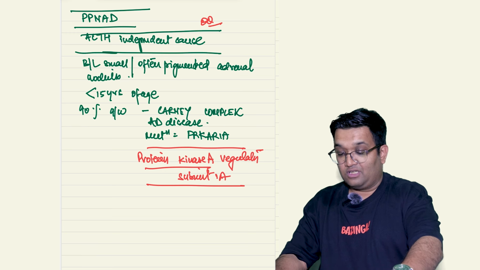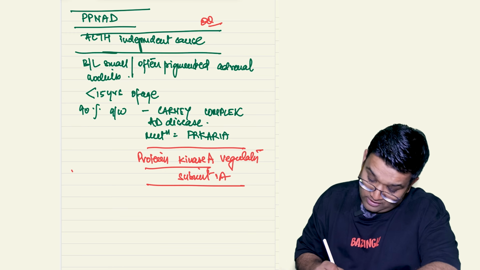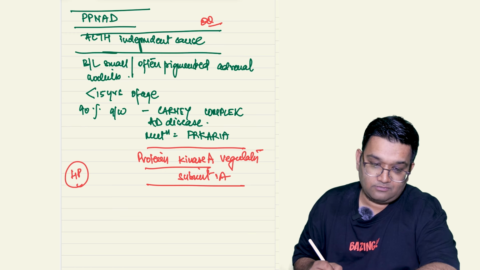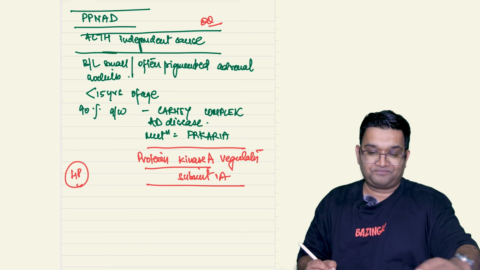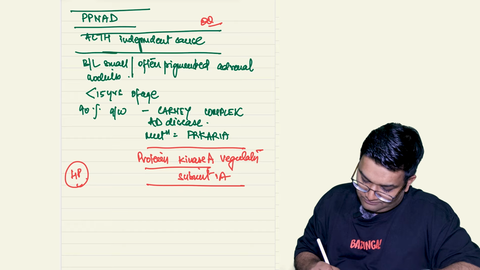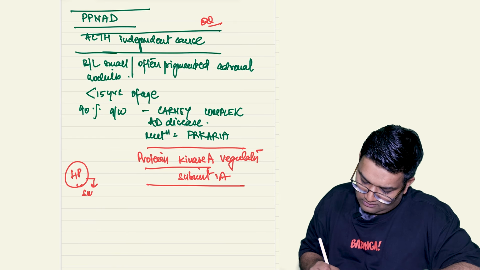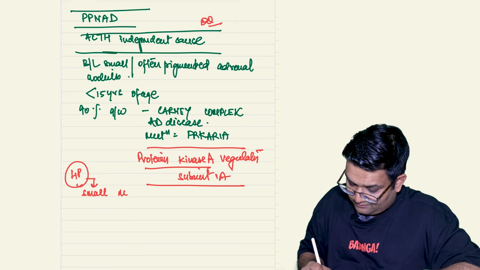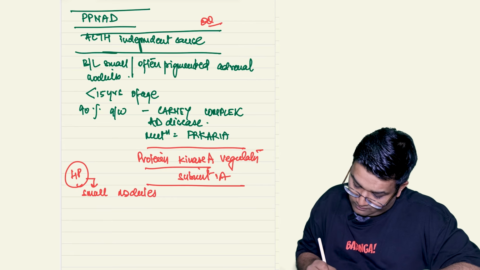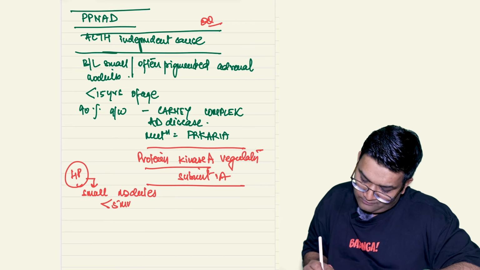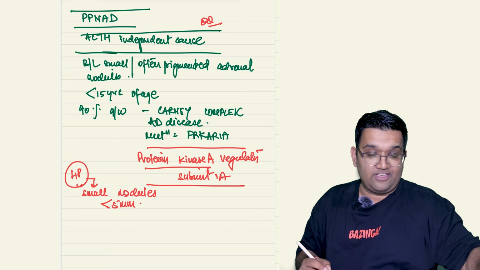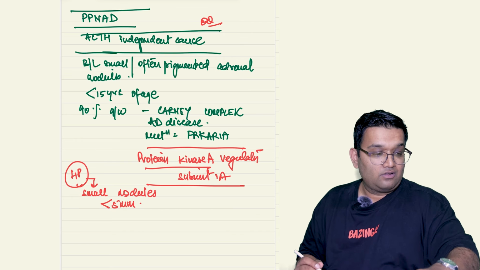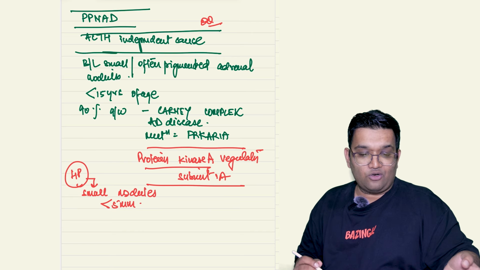Alright, so this is going to present like this. On histopathology, they are going to present like very small nodules less than 5 mm, and they are going to have the following features. So what are they going to have?